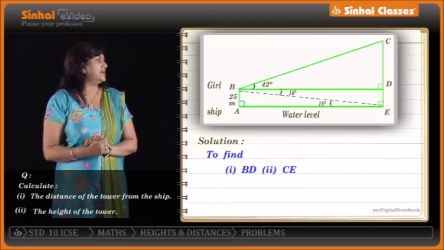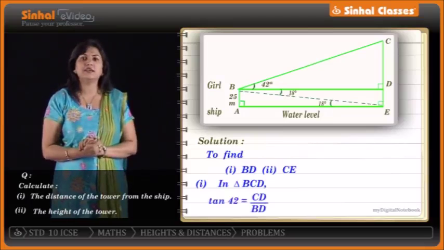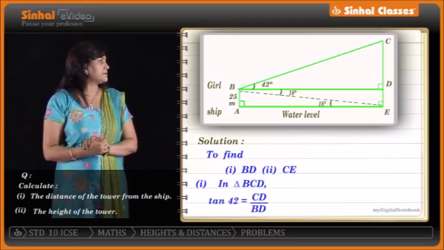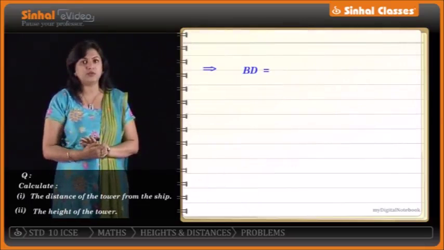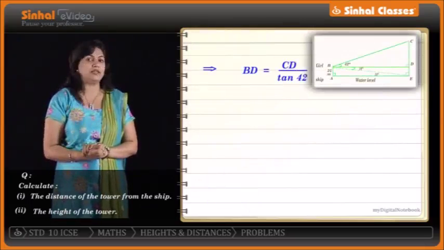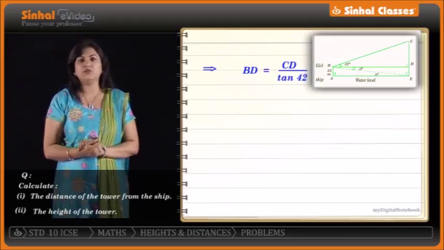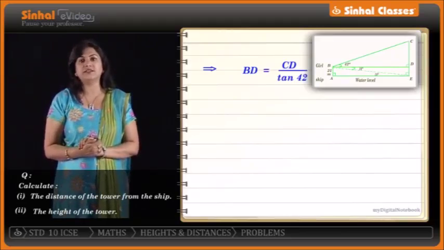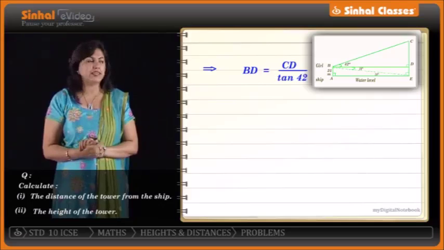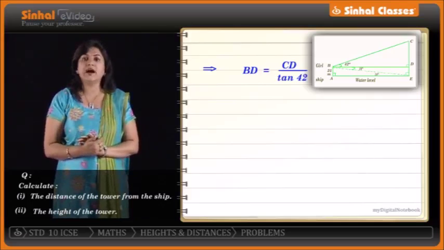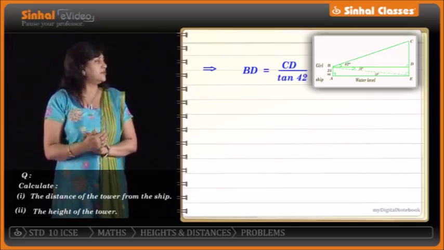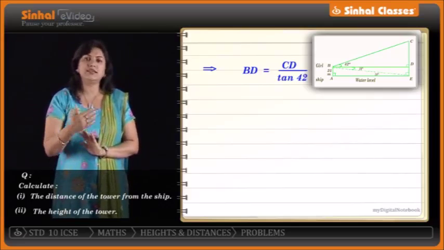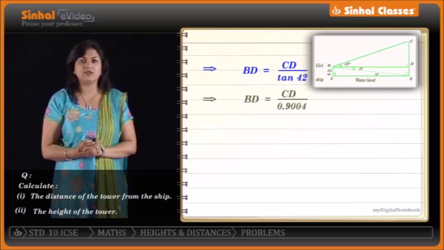Now we take triangle BCD. We have tan 42 is equal to CD upon BD. So BD is equal to CD upon tan 42. Now tan 42, we do not know the value, so we will have to look into the log tables and find its value. We get it as 0.9004. So we write BD is equal to CD upon 0.9004. Number this as equation 1.